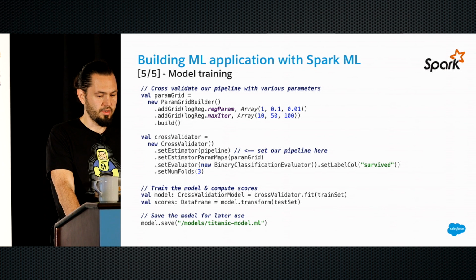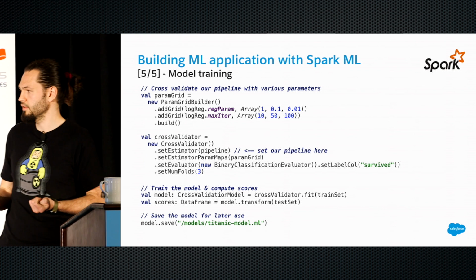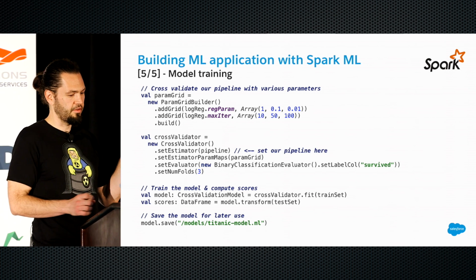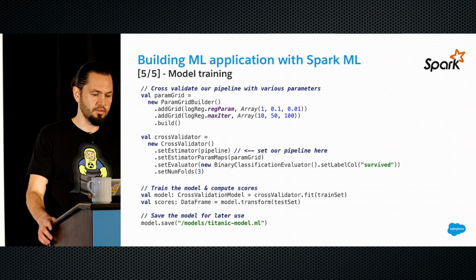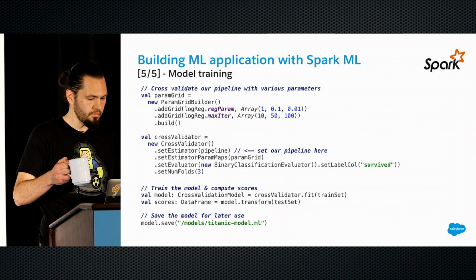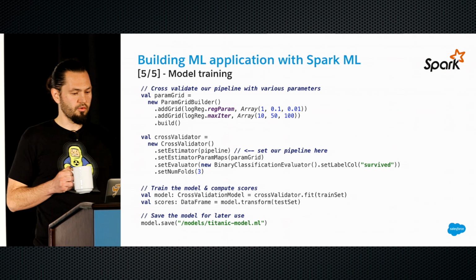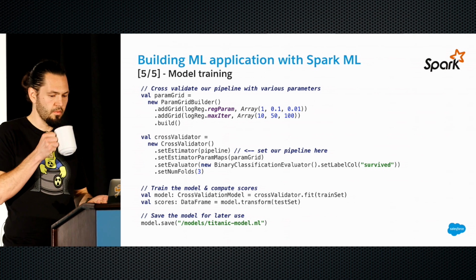So I actually do cross-validation to fit on the training set. I get back a cross-validation model, which will eventually contain the logistic regression instance with some set of params that it took from my grid. And then I can use this model to score. So this is more or less, in five slides, what you would do in Spark to train a model.